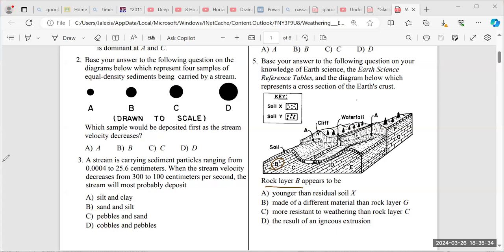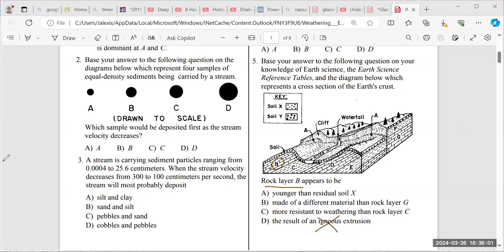So when it says B is the result of an igneous extrusion, I don't see any sort of rock or rock layer that is cutting into B. So there's not anything cutting into B. That's why there's no extrusion that is taking place. That's the first thing.